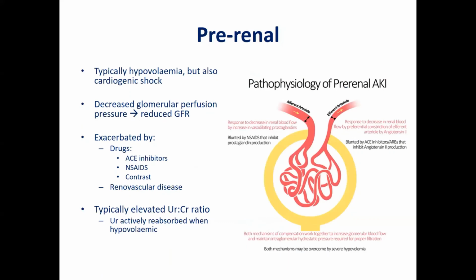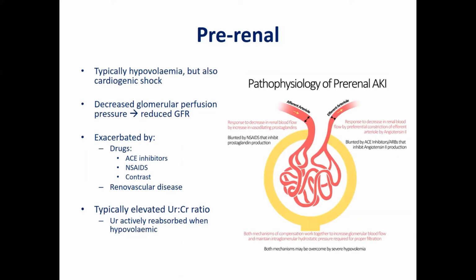So let's just talk about pre-renal AKI, because that's what this lady probably has. Typically it's due to hypovolemia, but as I talked about, it's any cause of an effective drop in the blood pressure going to the kidneys. For example, that could be cardiogenic shock. So we can see it in the setting of someone who has a huge MI and goes into cardiogenic shock, and that's called a cardiorenal syndrome. But it's anything that drops the perfusion pressure in the kidneys.